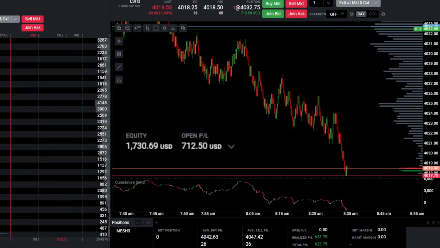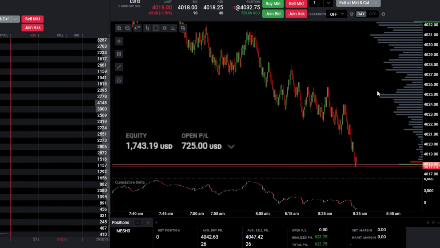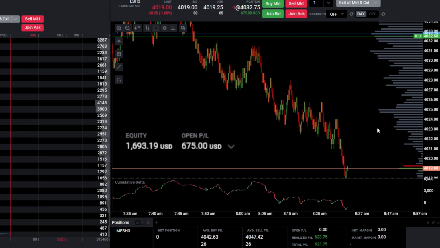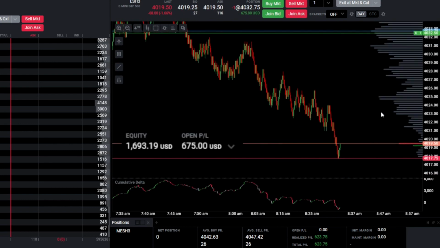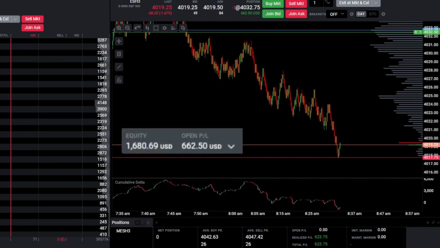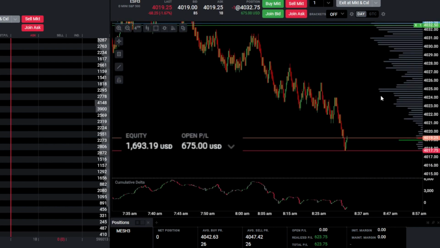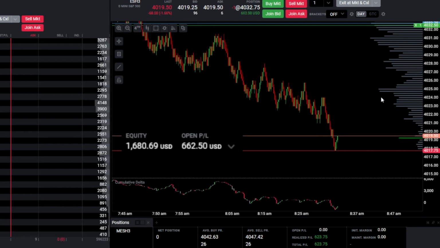We're up 700 on this E-mini S&P. We're here at 430, so 440. We're 40 cents away from our target. I might just lock it in here. So now our account's at 1,700. So we definitely hit our target. 150 to 1,700. Let's go, bro.